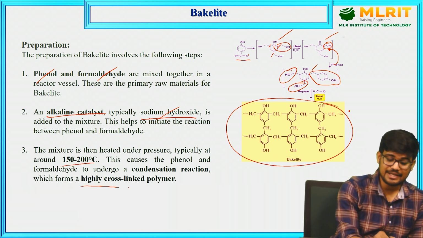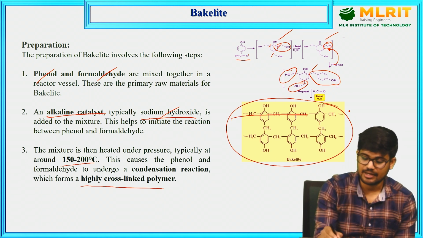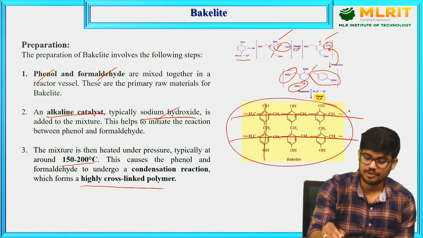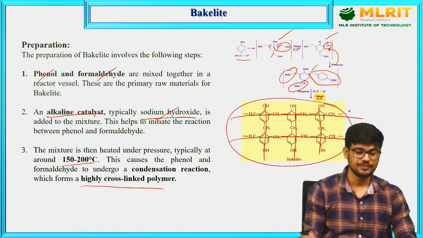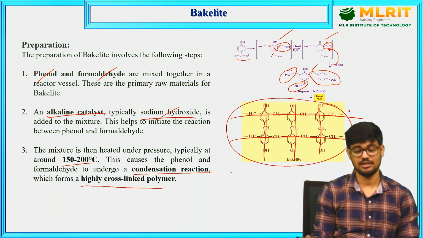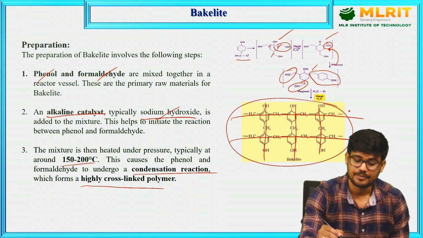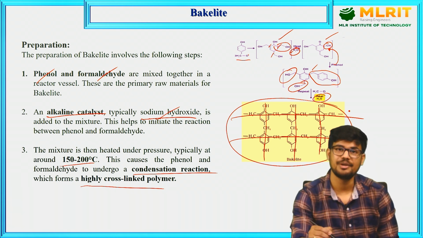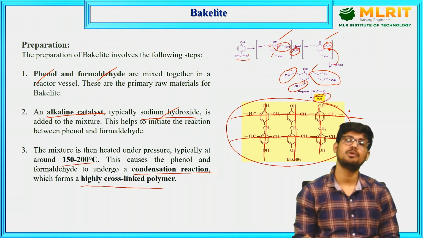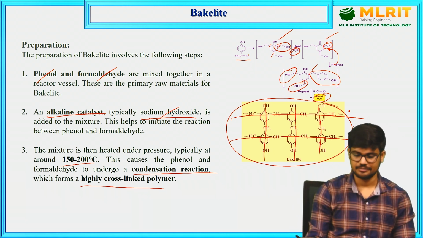And why is it a highly cross-linked polymer? Because you can see this is one chain, this is another chain, and in between we are getting a lot of cross-links. That's why it is a cross-linked polymer. And why is it condensation? It is a product of a condensation reaction, because everywhere here water, H2O, is being released. In each and every step water will be released. So that's why this is called a condensation reaction.